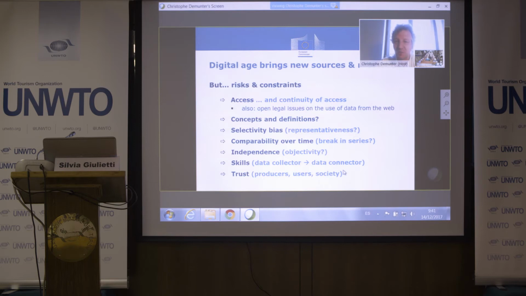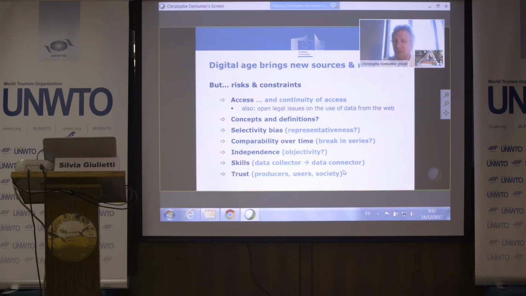What we've seen in our own work is that the access to the data is quite a problem. Even with data that can be scraped from the web, there is still an open legal issue about the use of the data. Can the data that is scraped from websites be used, or is it somehow the property of the website? Concepts and definitions. One of the issues is that when we develop surveys, we decide everything ourselves. We control the entire production process.